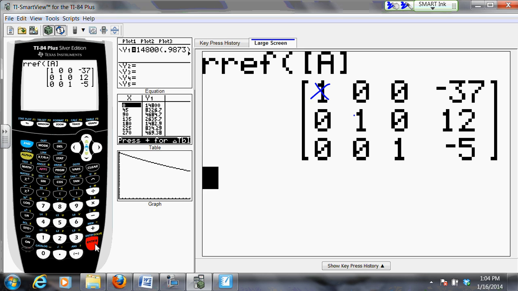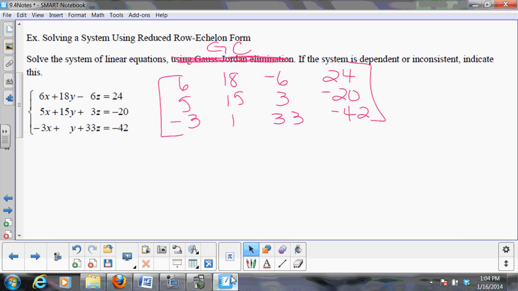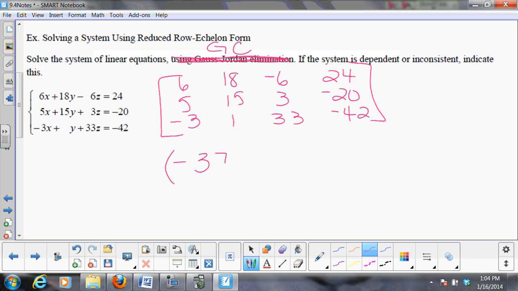This is X, Y, Z. So X is equal to -37, Y is equal to 12, and Z is -5. And that would be the answer for this next one. -37, 12, -5.